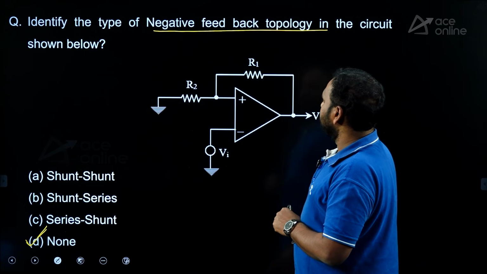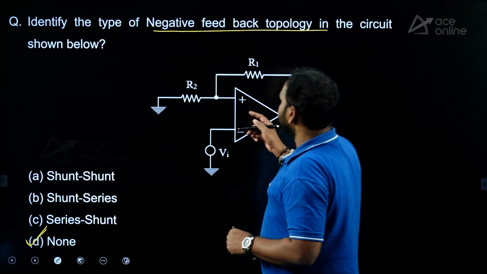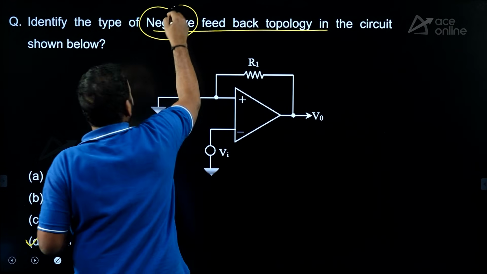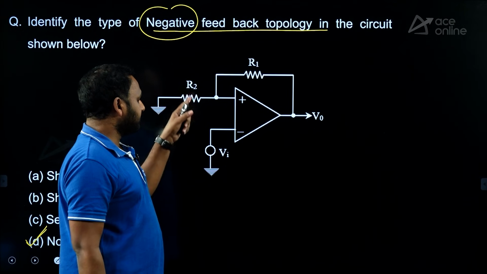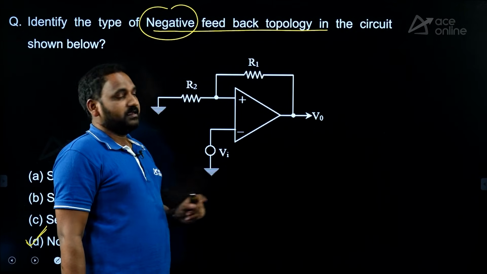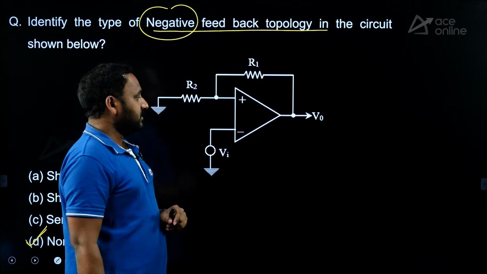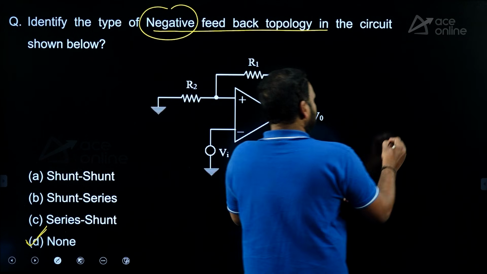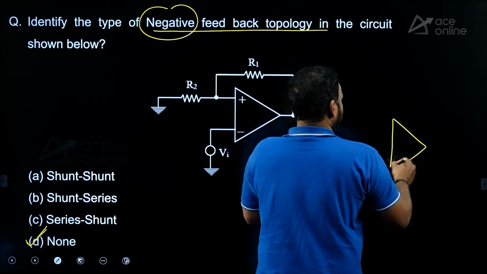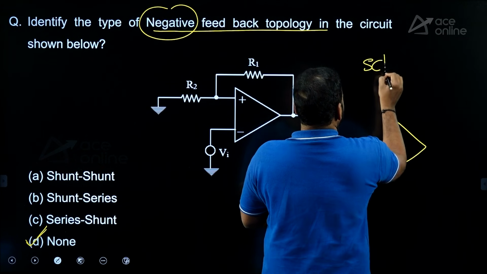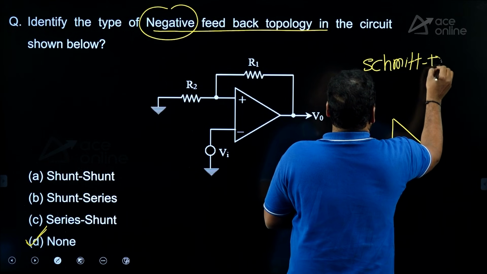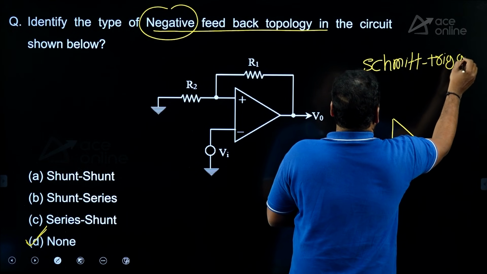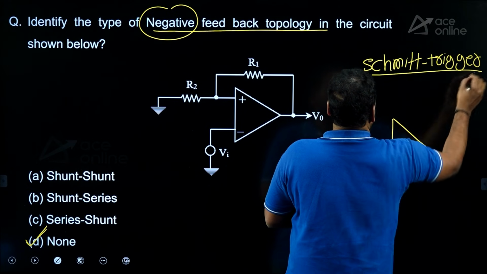Why? Because if you observe carefully, this is not a negative feedback amplifier. Given is a positive feedback system. In positive feedback, we can't even call it an amplifier. It is not an amplifier first of all, right? It is a Schmitt trigger. Do you remember this circuit? Schmitt trigger.